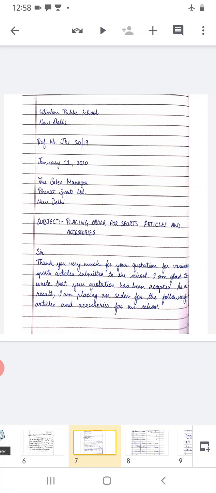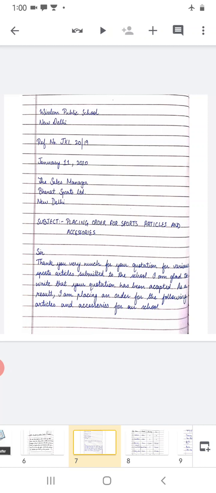After that reference number, leave a line and write down the date. Just notice the format for writing the date. It is January 11, 2020, or it could be, of course, June, whatever your date, and 2020. Then below this you may write the receiver's address, and the receiver's address here is the sales manager, Bharat Sports Limited, New Delhi.